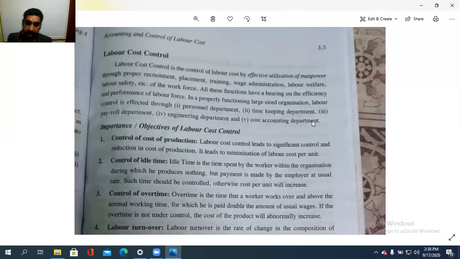Labor cost control leads to significant control and reduction in the cost of production, thereby minimization of the labor cost per unit. Leads to minimization of the labor cost per unit.